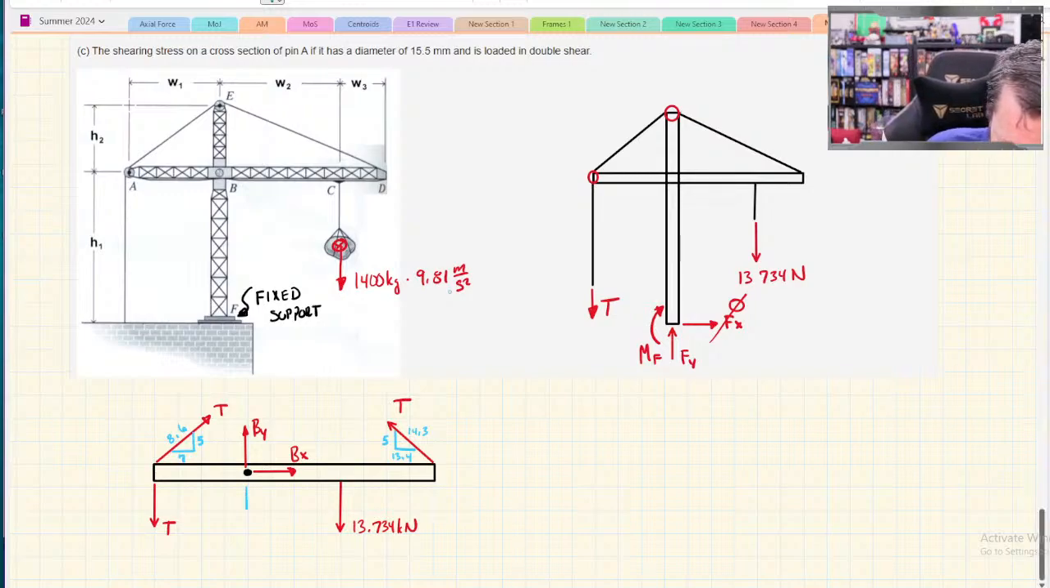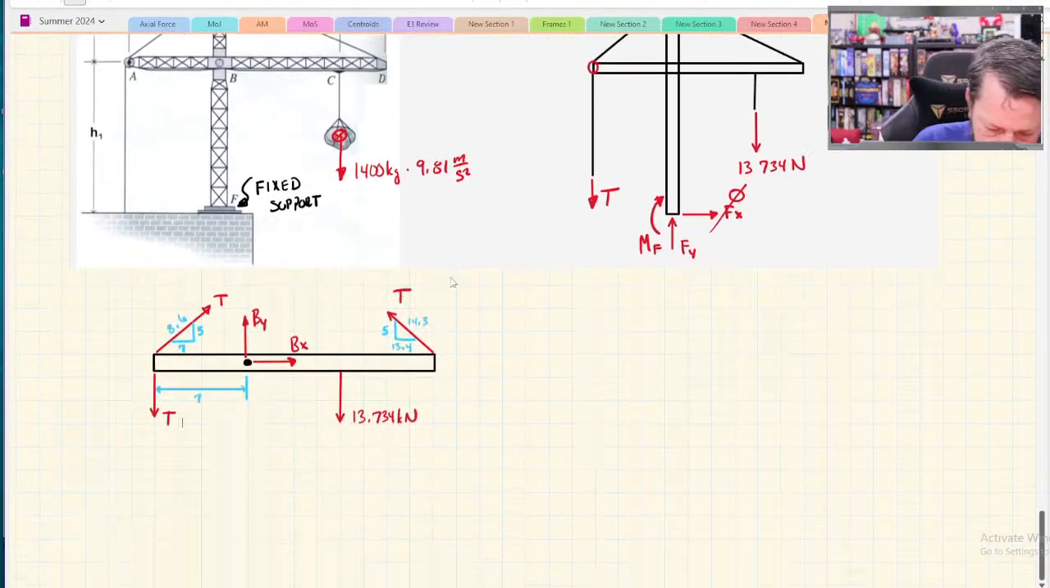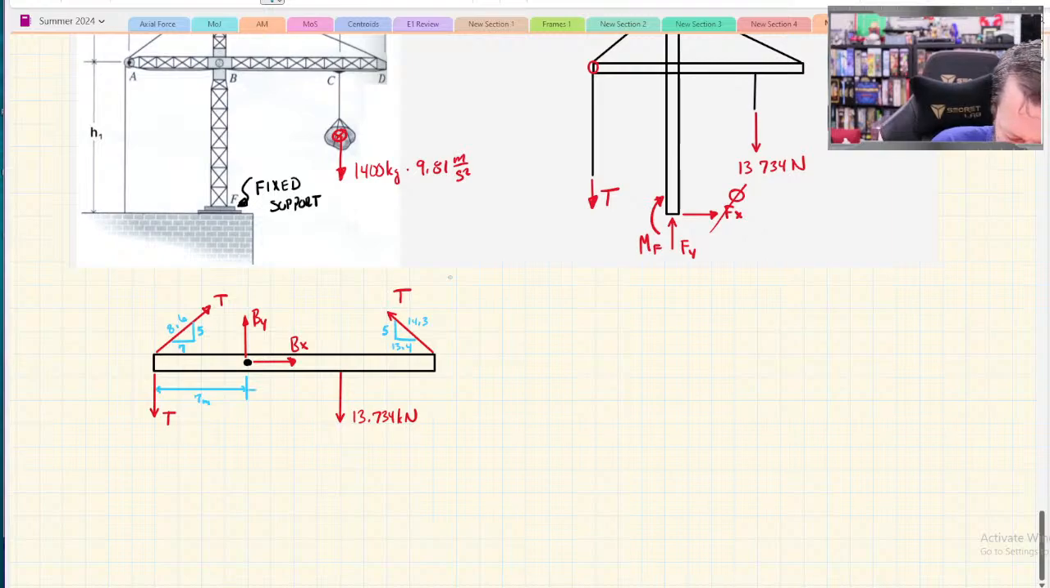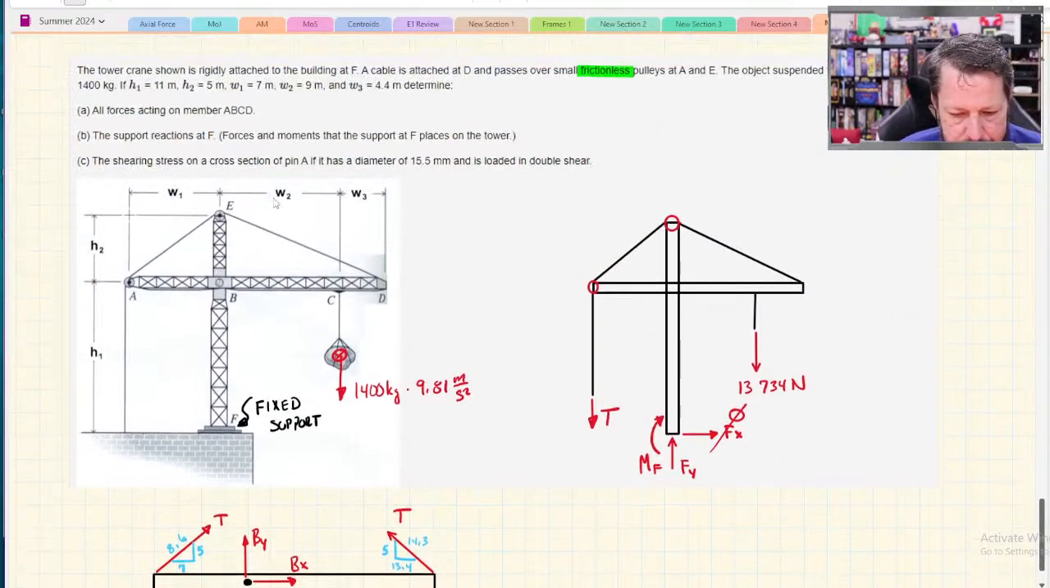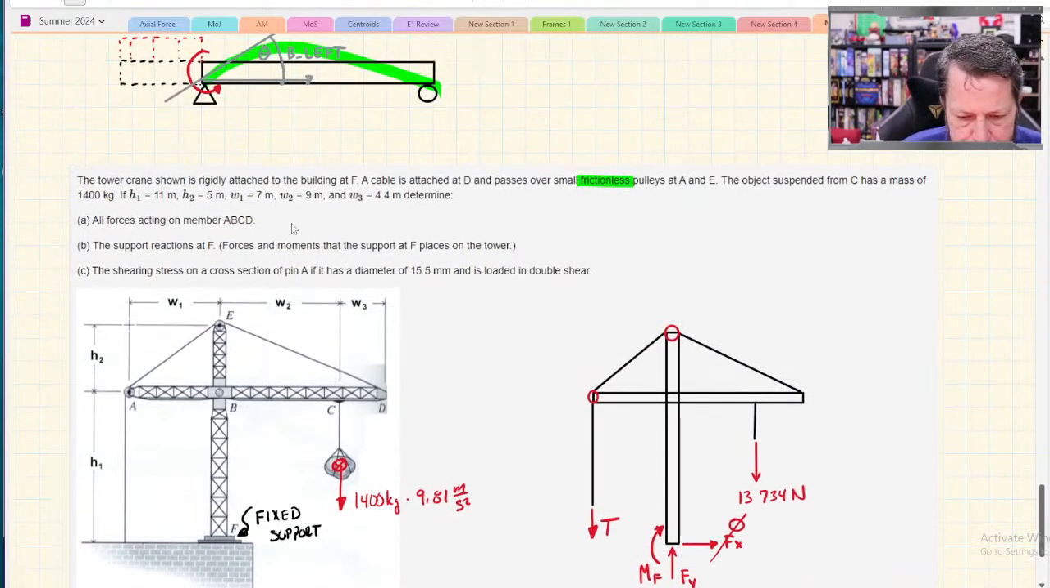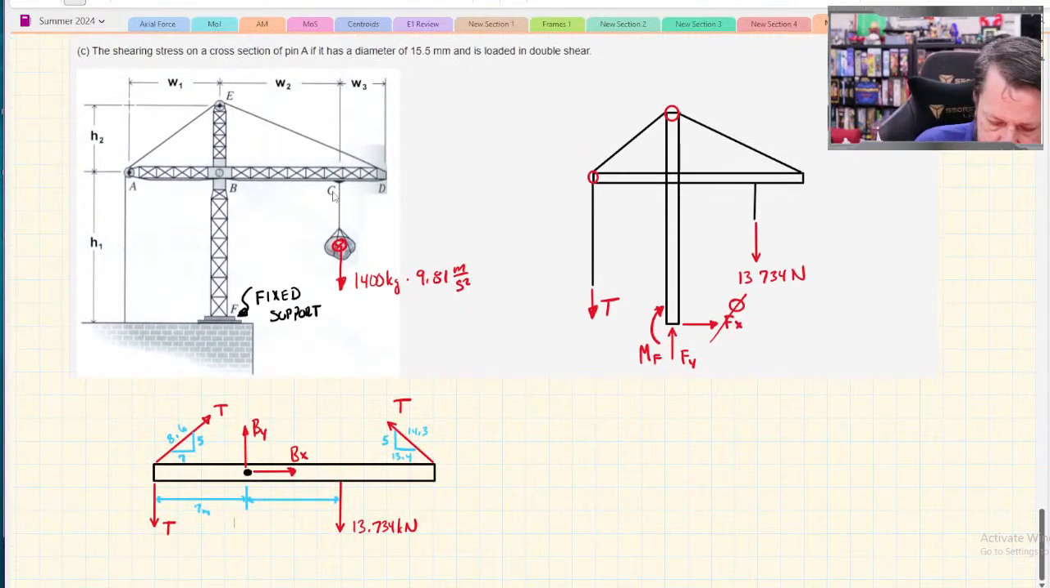The dimension from the end of the beam to B is 7, I guess these are meters. From B to the point where the cable is holding up the rock is 9. No, I did do it right. Yeah, 9. And from here to the end of the boom, I think that was 4.4.